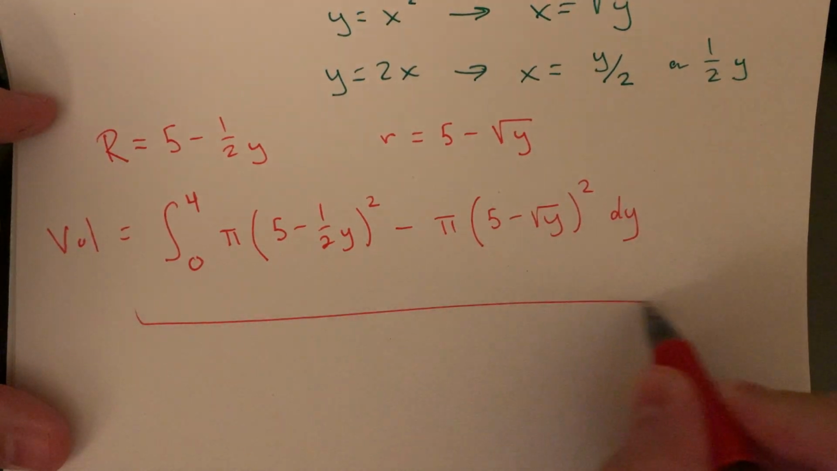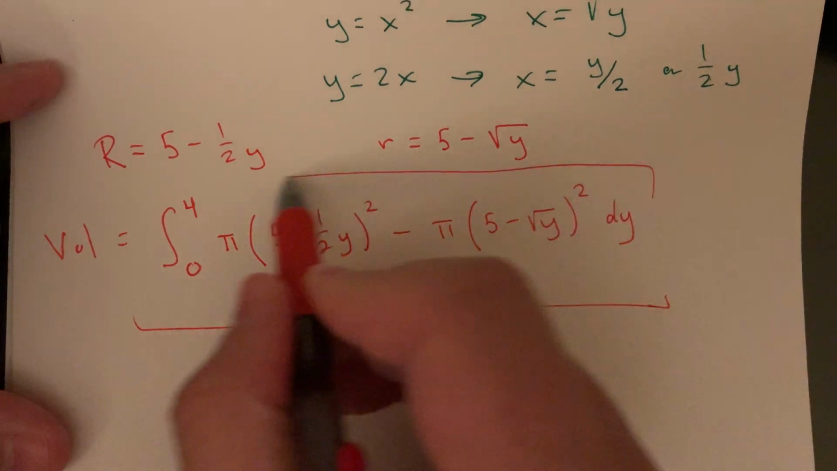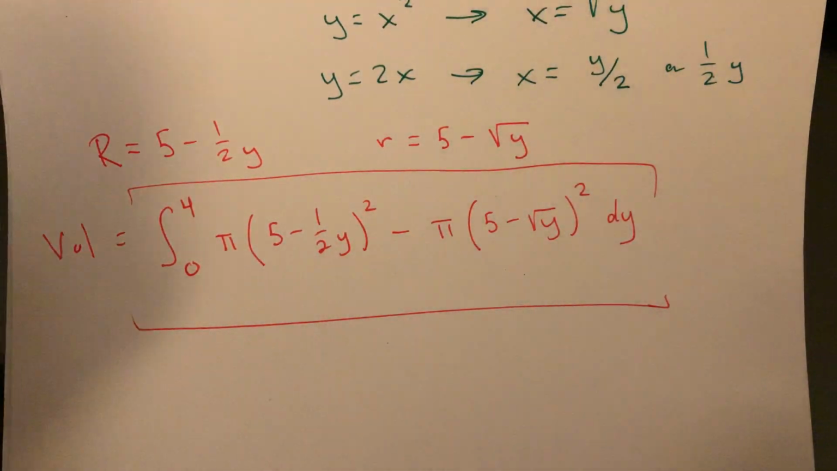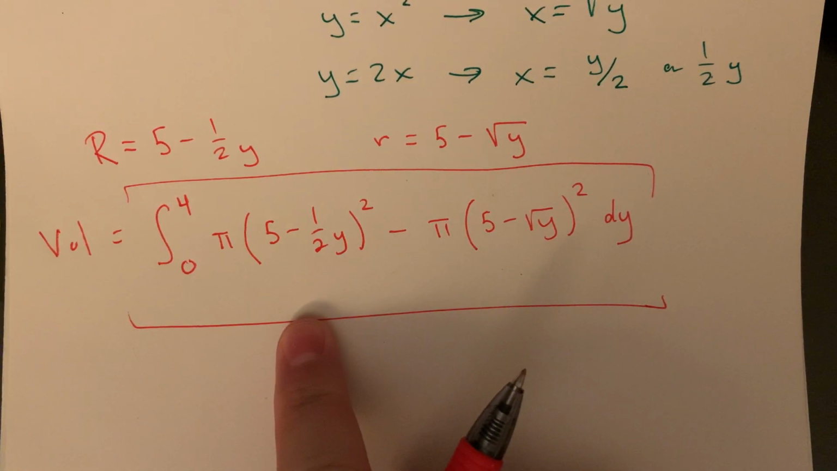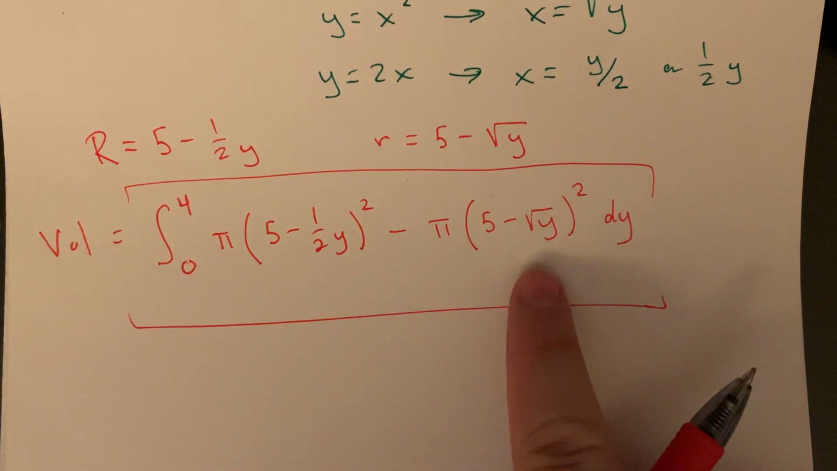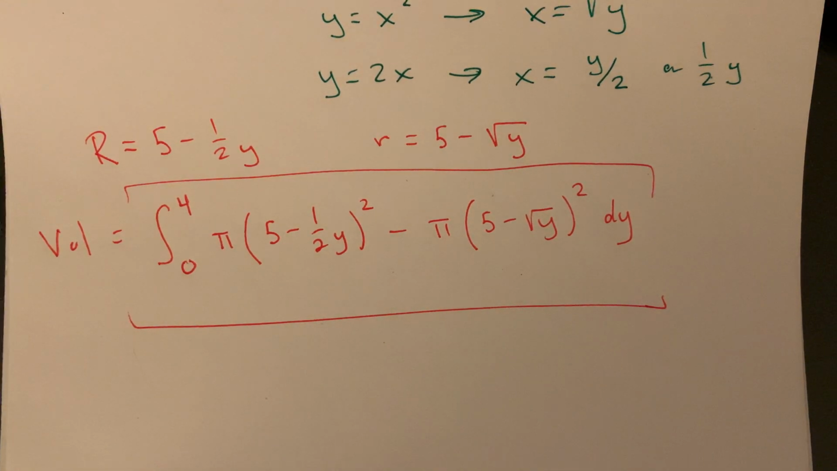Having that setup is a big chunk of the work here that conceptually gets us over the hump. What you would need to do next to evaluate this integral is square and FOIL both of these out. Even this one with the root, you would have 25, obviously 5 times 5, negative 10 root of y, which is just a y to the 1/2. And then a negative root of y times another negative root of y would be a positive y to the 1. So that stuff would clean up okay.